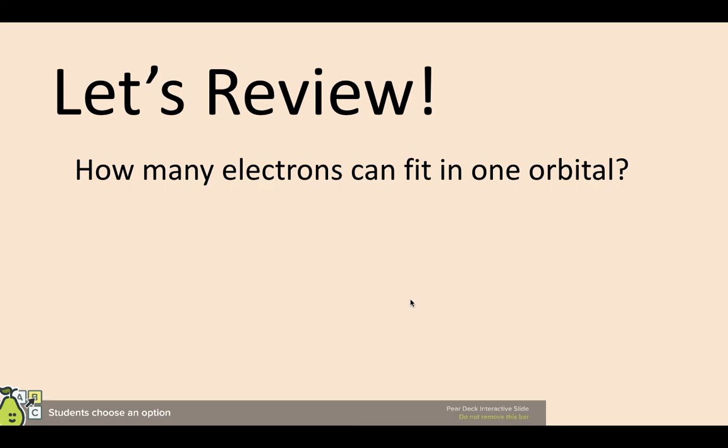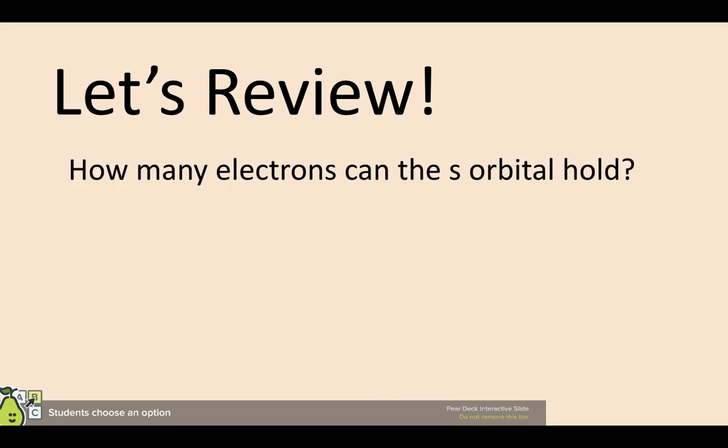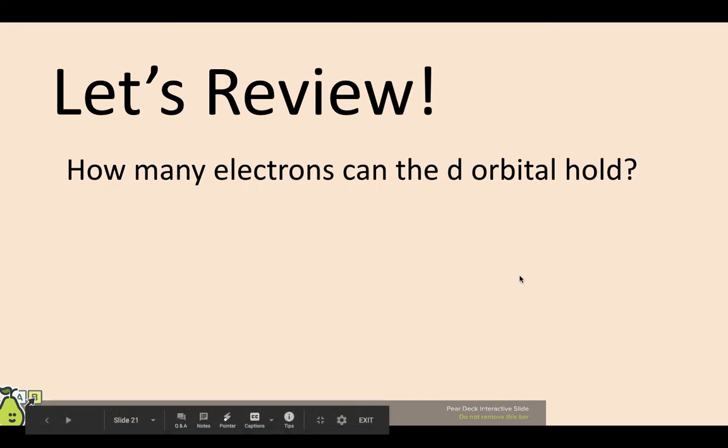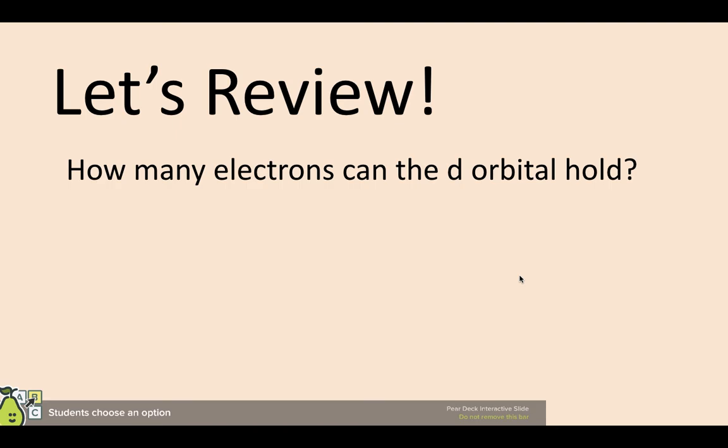So let's do a quick review. How many electrons can fit in one orbital? One orbital is a box, and each box can hold 2 electrons. How many electrons can S hold? S has 1 box, so that's 2 electrons. D has 5 boxes, and if there are 5 boxes, that means 2, 4, 6, 8, 10.